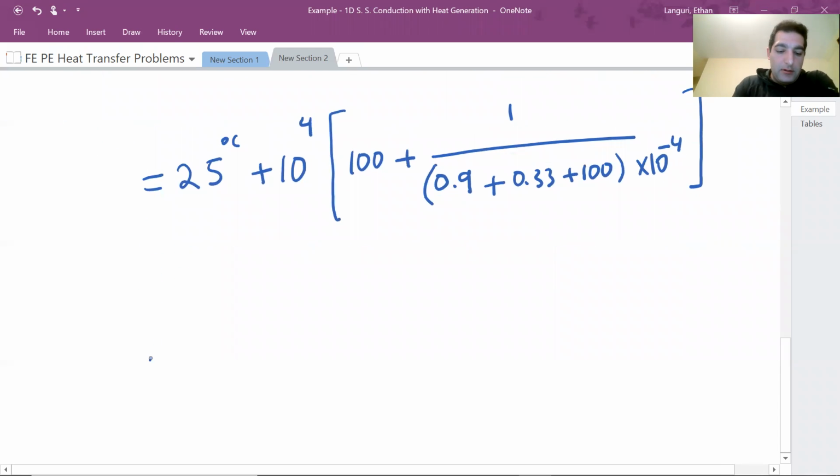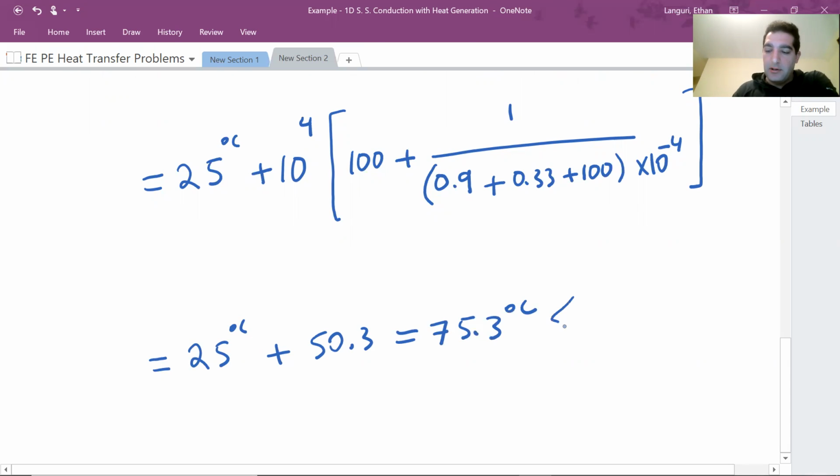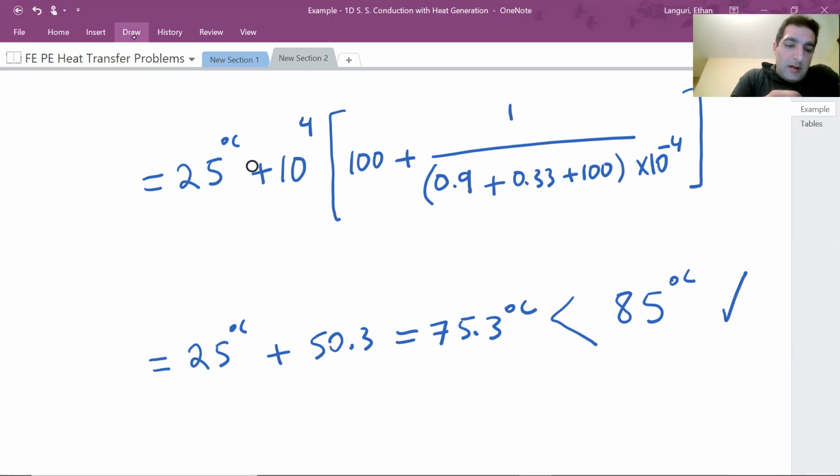And if you do this, your answer will be 25 plus 50.3, equal to 75.3 degrees C. As you can see, it's less than the question temperature, which is 85 degrees C. So our chip is being cooled fine, just for the normal condition based on this. So that's our answer.